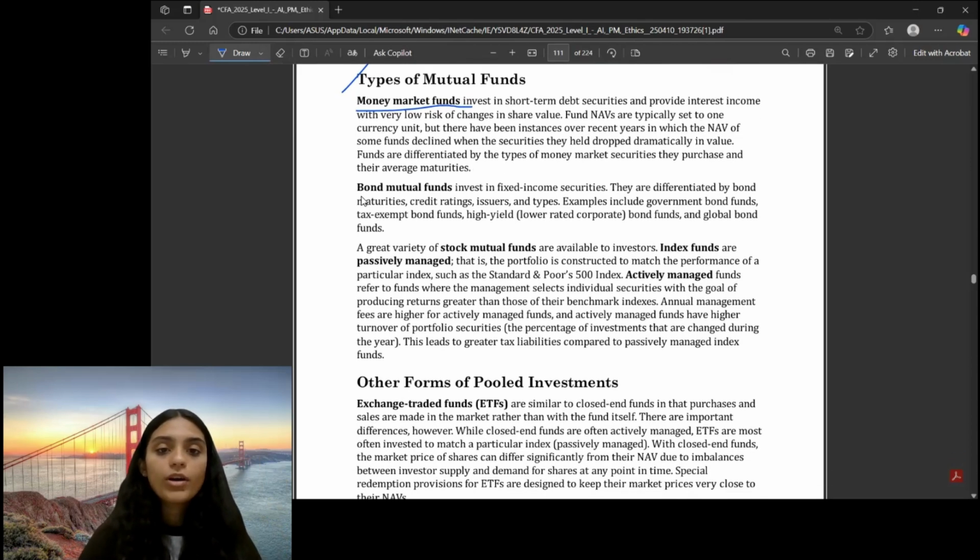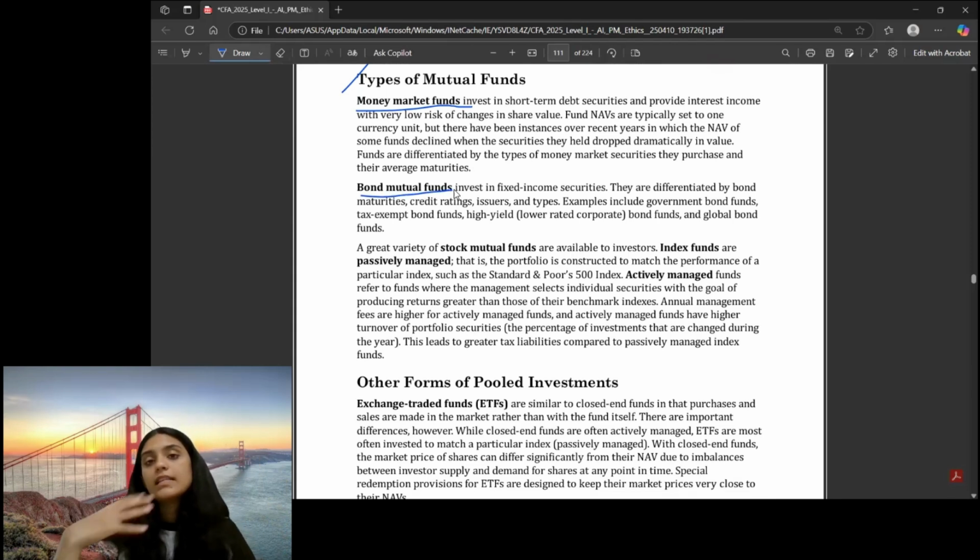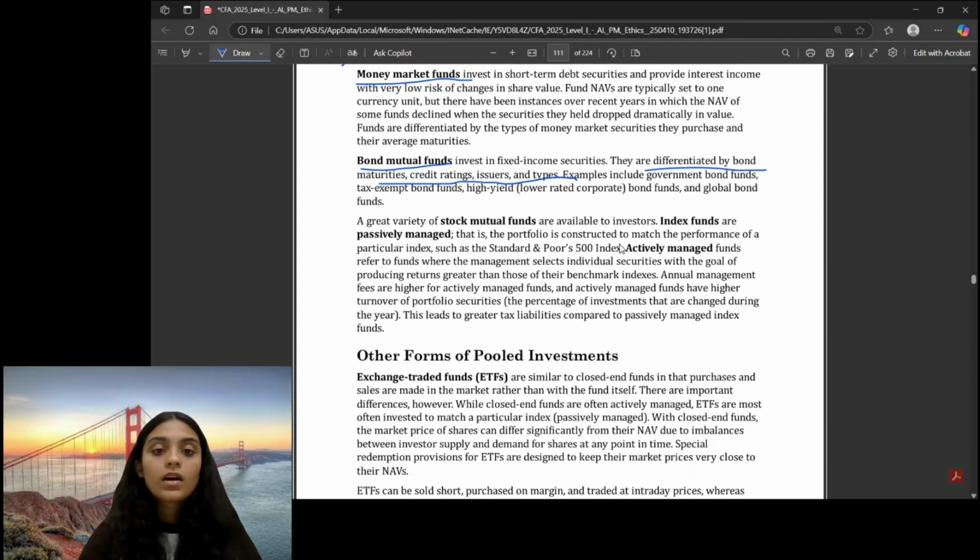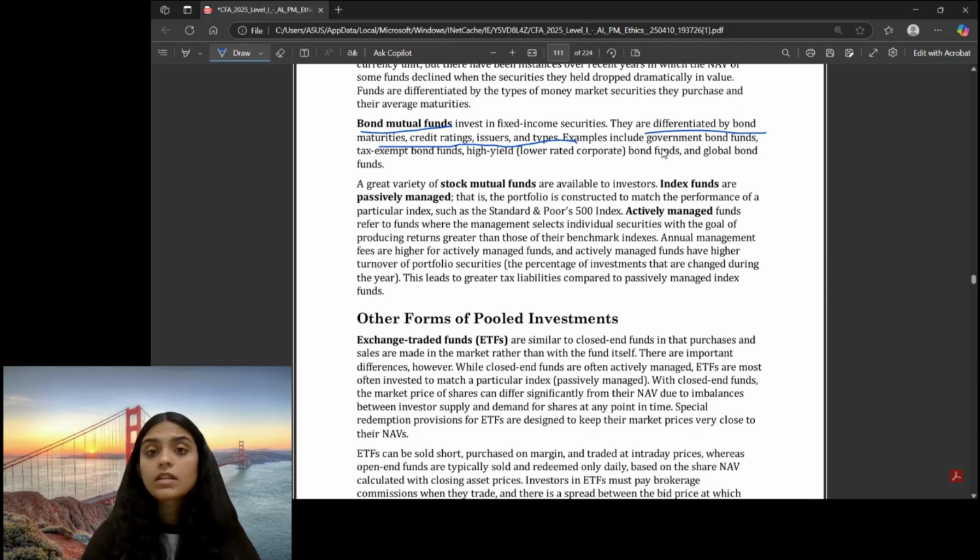Then next is bond mutual funds. These are the mutual funds which are specifically made to invest into bonds. So you get fixed income from these securities. Obviously, they are differentiated by bond maturities, credit rating, issuers, and types. Different types include government bond funds, then tax exempt bond funds, then high yield, etc. It depends upon your risk tolerance and the return that you want. You need to choose what type of bond mutual fund you want to invest in.